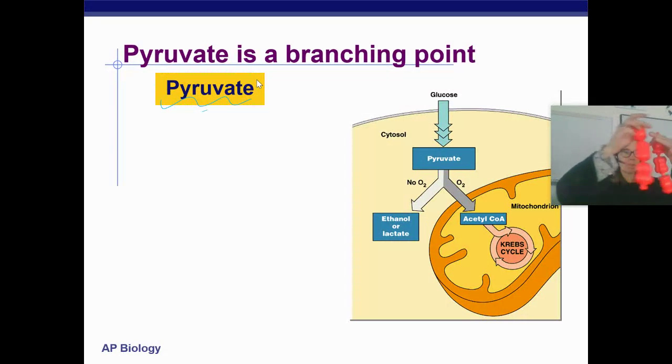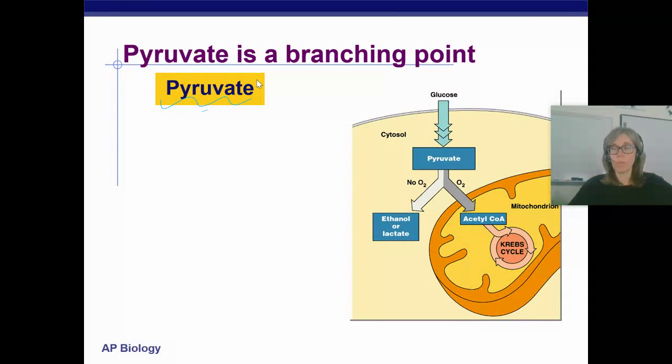That's pyruvate. So pyruvate is the branching point. Everybody does glycolysis. All the bacteria in the world, all the archaea, the fungi, the plants, the animals, the protists, everybody does glycolysis. But once you have pyruvate, what you're going to do next depends on the enzymes that you have and depends on whether there's oxygen or not.